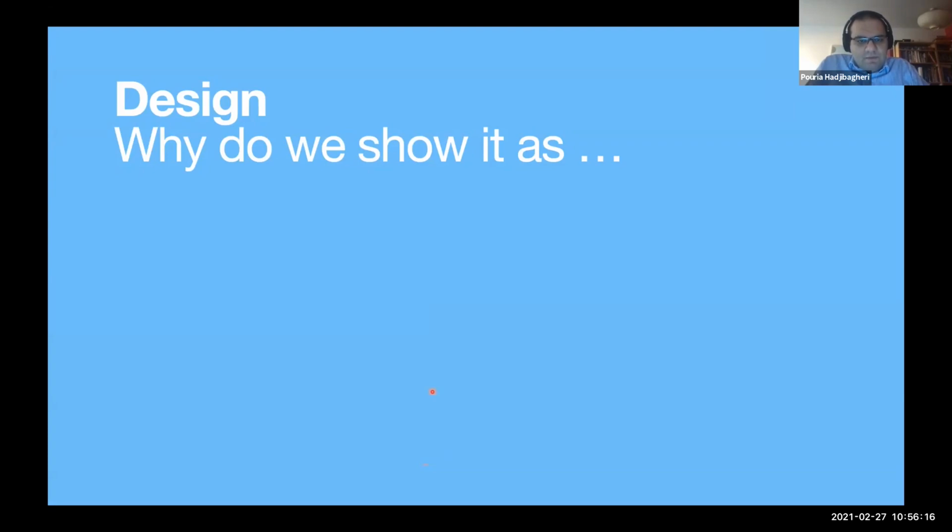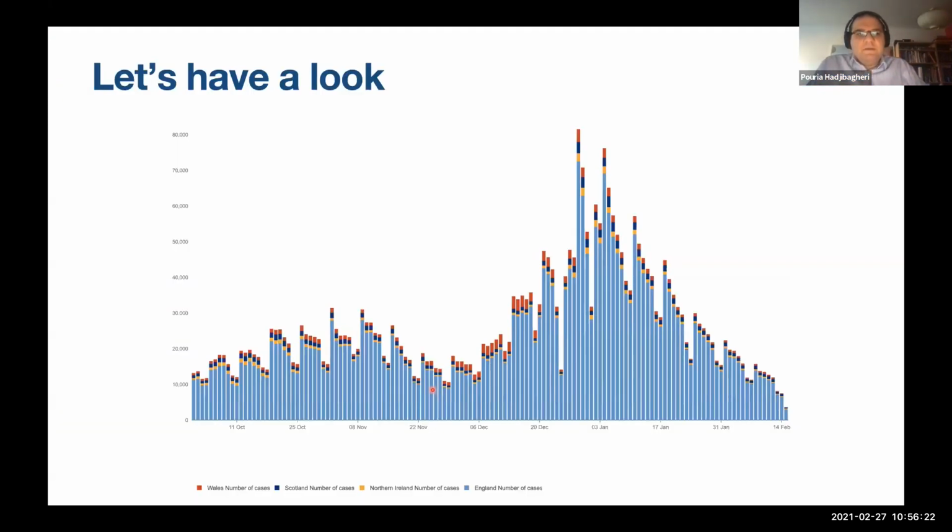a very complicated process, and it involves quite a bit of deliberation. So let's have a look at this graph. Can anyone in the chat, it would be useful, someone can check, tell me what is the issue with this graph?